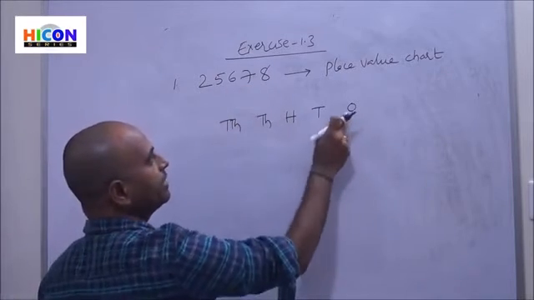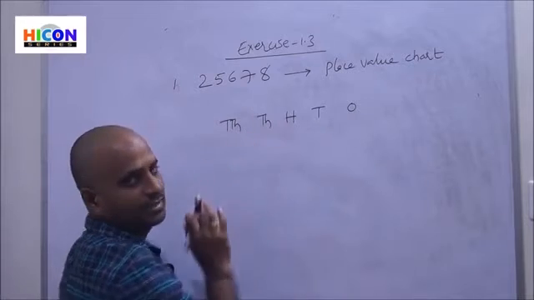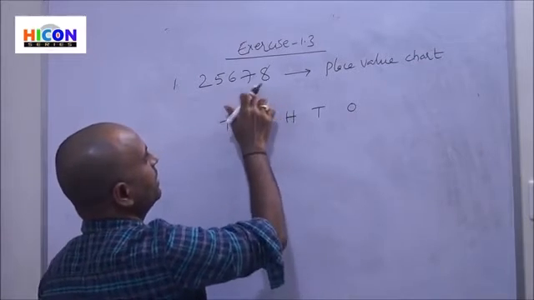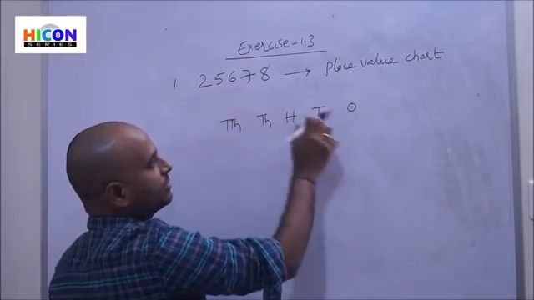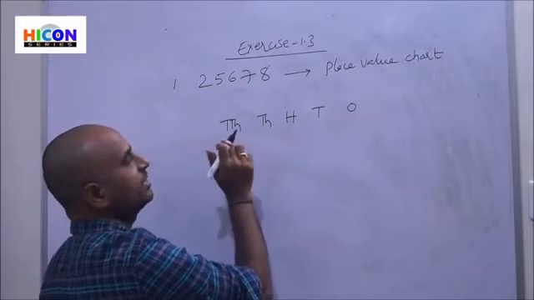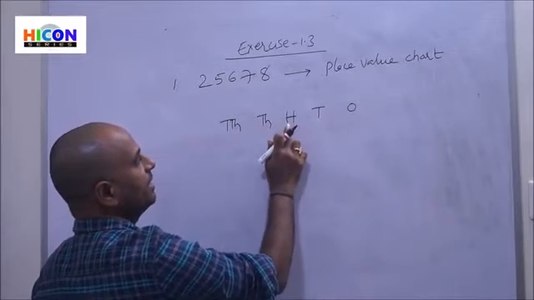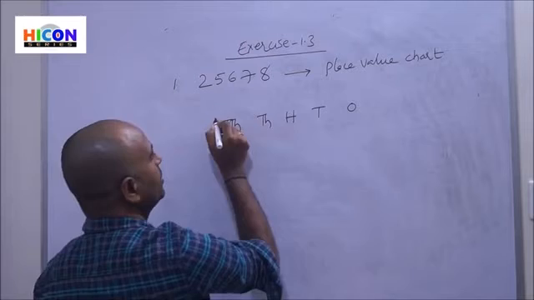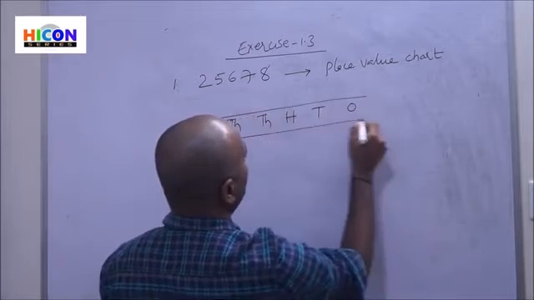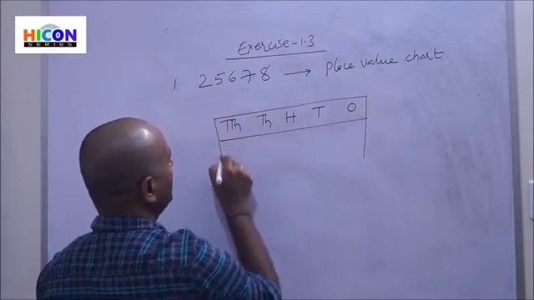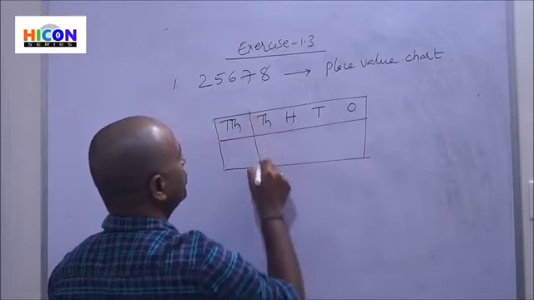So we have to write the places up to 5 places. So the digit contains 5 places. So that's why we have to write up to 5 places in the chart. That is ones, tens, hundreds, thousands and 10,000s. So this is the place value chart for 5 digits in the Indian place value chart.